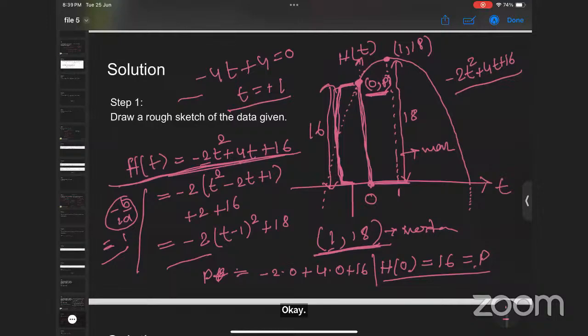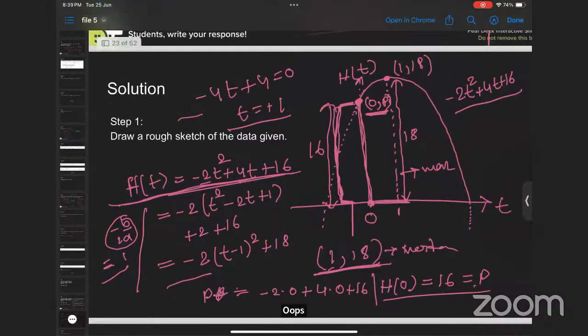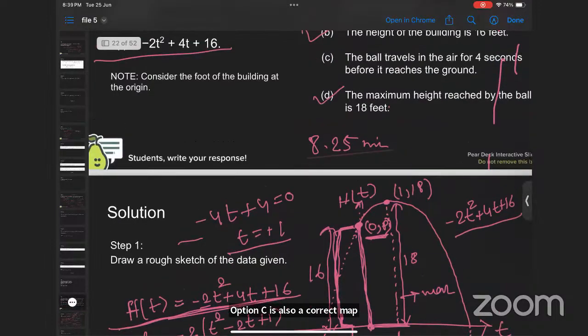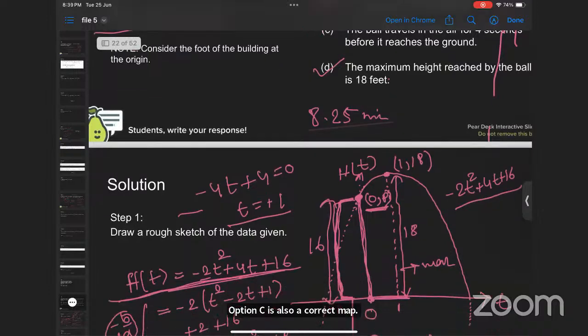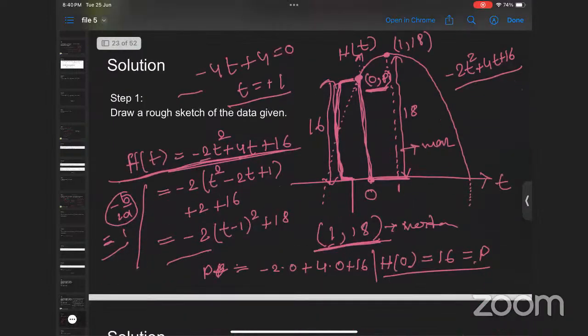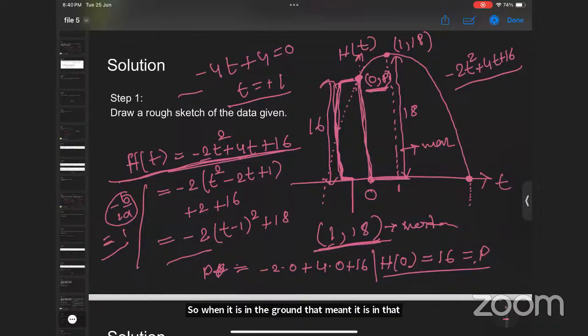Is option C correct or incorrect? Correct, ma'am. Okay, so let's come to option C. The ball travels in the air for 4 seconds before it reaches the ground. So when it is on the ground, that means it is at that point, right? So again, we can apply the same method at that point. The y coordinate will be 0, like the h coordinate will be 0. So it will again be some q, comma 0. Is it clear?